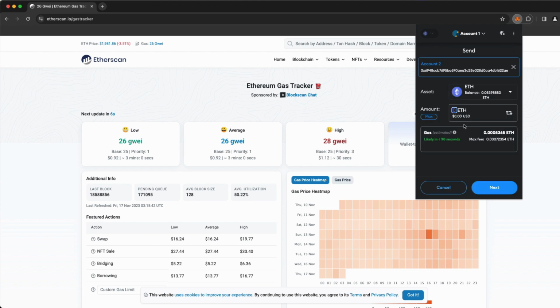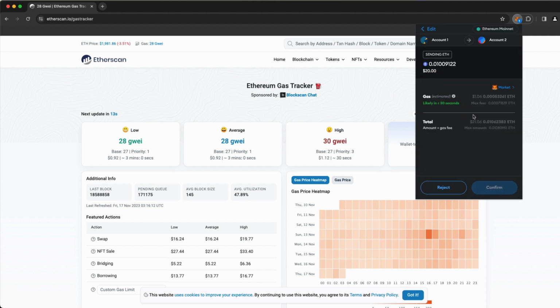And so yeah, I'm just going to send to this second address. The nice thing here too, by the way, is I can do this little switch function, so I can deal with US dollars if that's easier. So if I wanted to send $20, I can send $20. And then you'll see that the estimated gas here is listed, and it tells us what our estimated fee is. I'll just hit next though, and we can take a closer look at that. So it says our estimated gas fee is going to be $1.06.